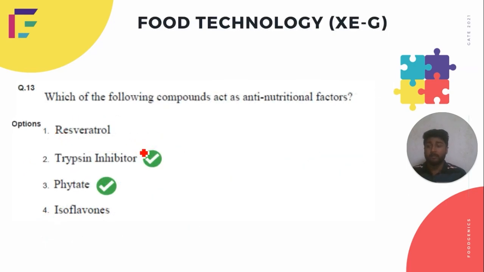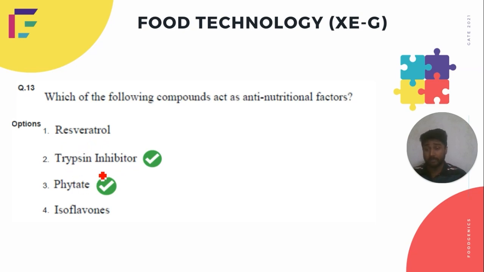Now coming to the next question, again this is another MSQ. Here the question asks which of the following compounds act as anti-nutritional factor. So the first option that we have is your resveratrol. Resveratrol is known to have high potential of antioxidant property, so this can't be the anti-nutritional factor. So this is not our desired option.